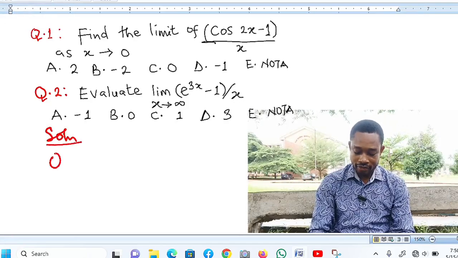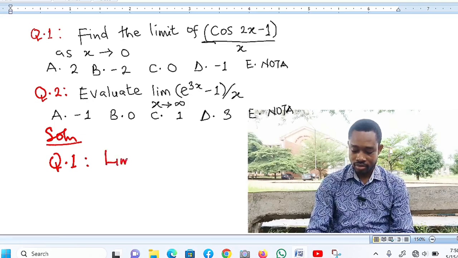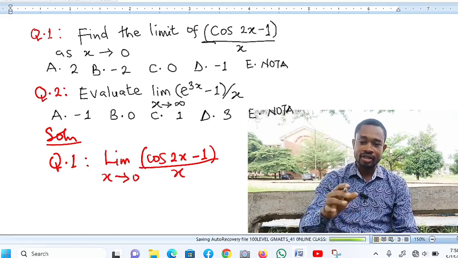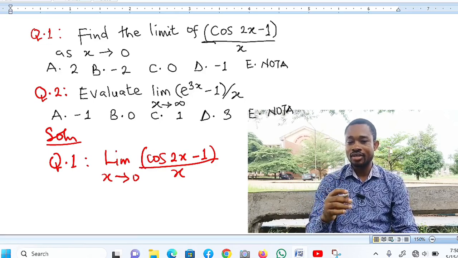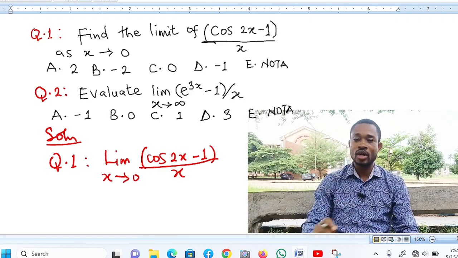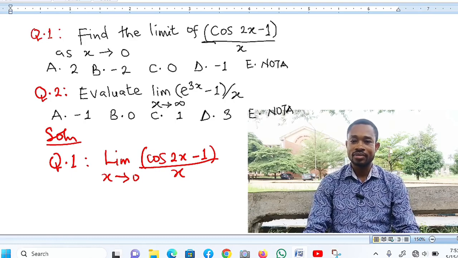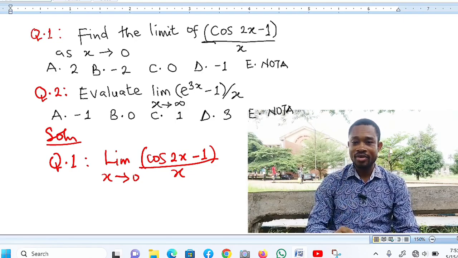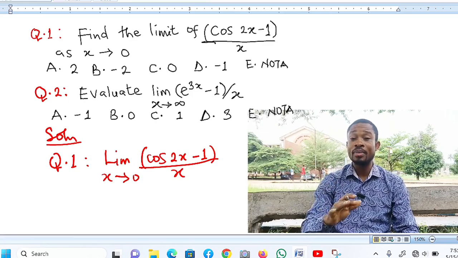Solution. So the first part of the question, we are evaluating the limit of the function cos 2x minus 1 divided by x. The value of x is tending to 0. And you know, first of all, that what we have to check for is fixing that value of x given to us directly into the function and testing whether the limit of the function exists at that point. So in this first instance, wherever we see x in the given function, we are required to substitute 0. That's what you are meant to do.